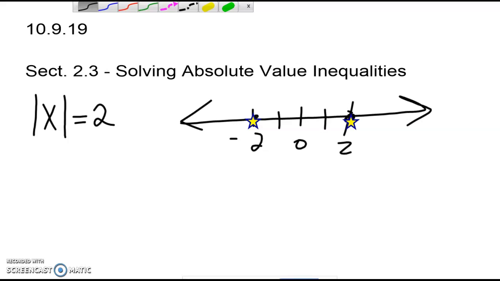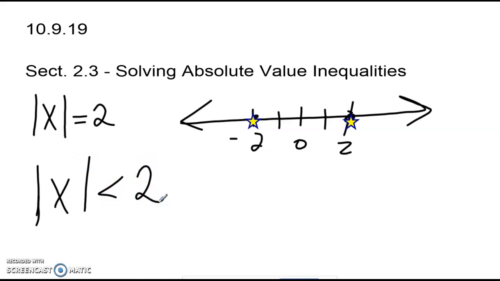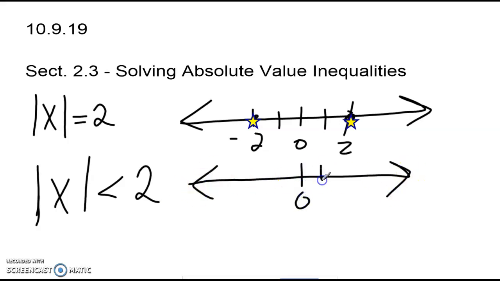Let's talk about if we had something like this. If we had that the absolute value of something was less than 2. So what that means is the distance x is from 0 is less than 2 units away. So if that's the case, what numbers are less than 2 units away from 0 on our number line?